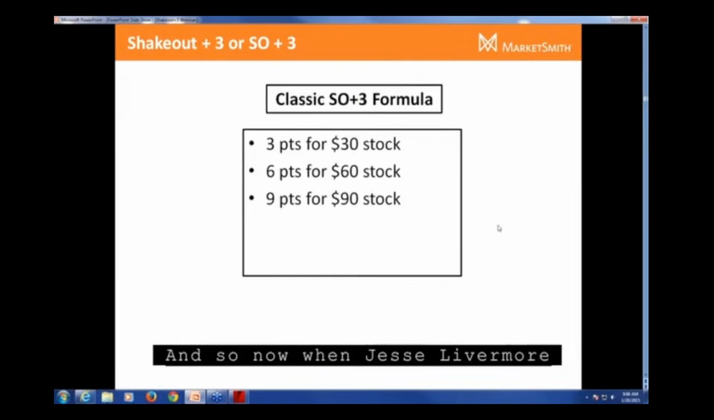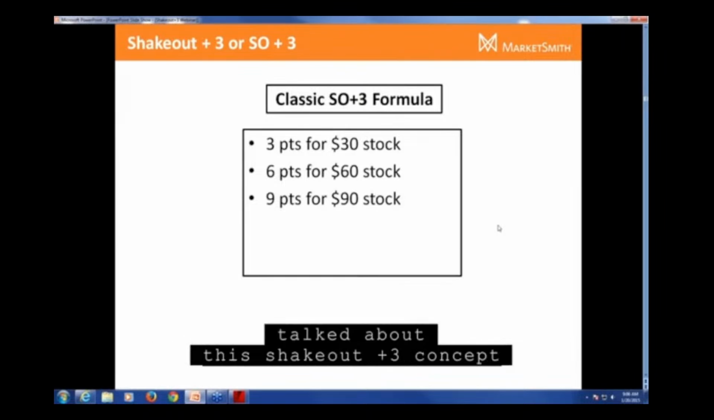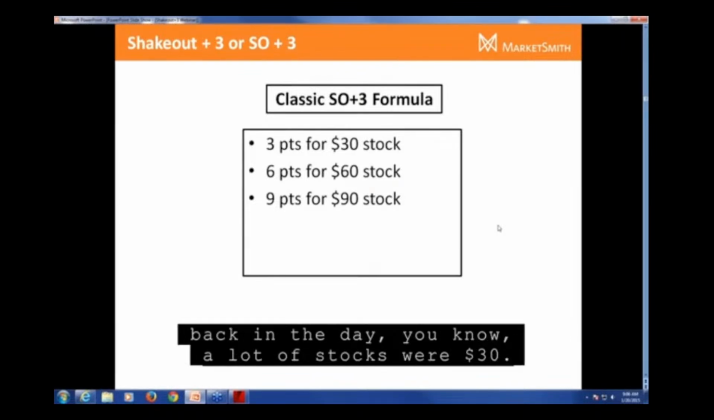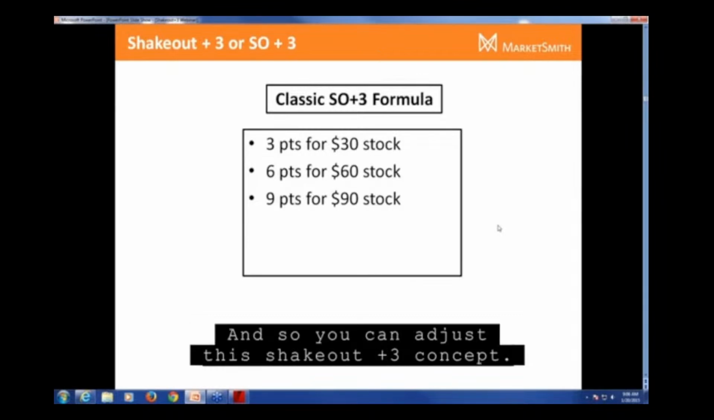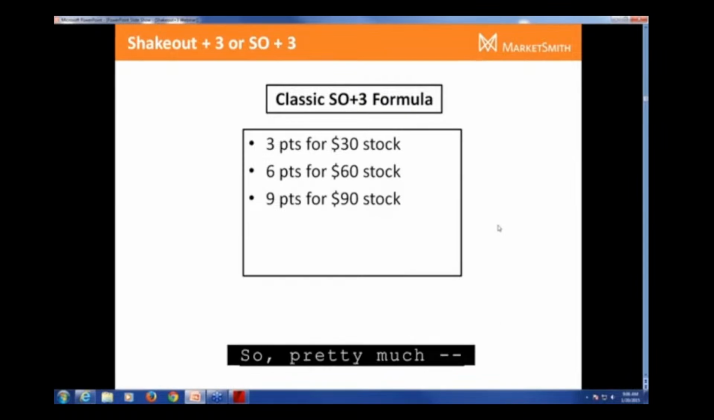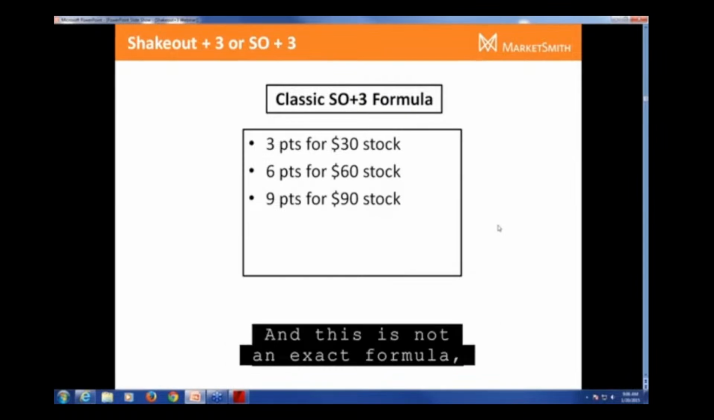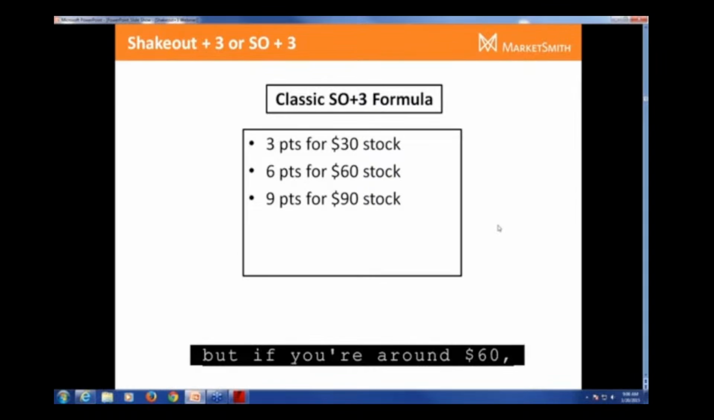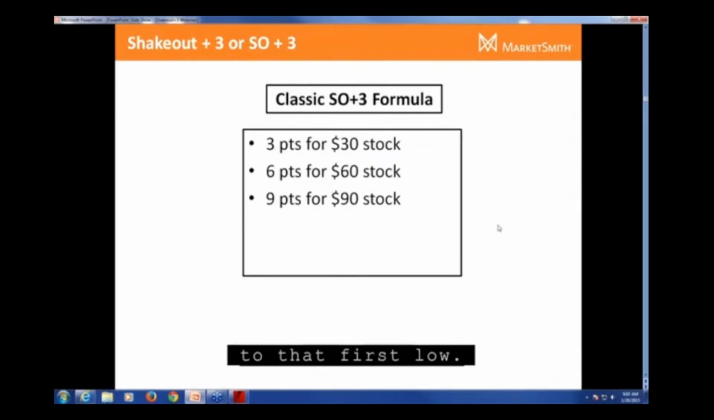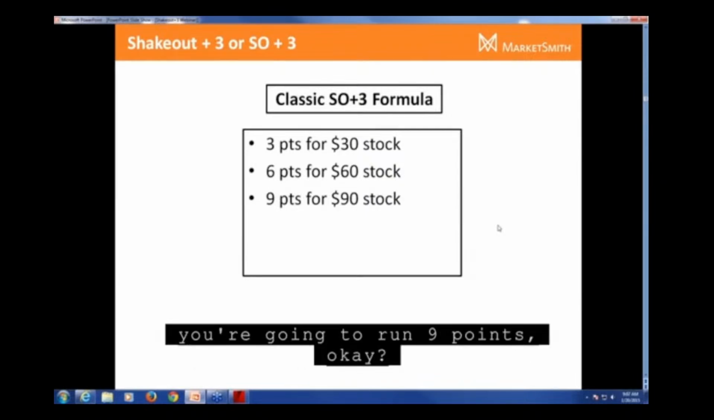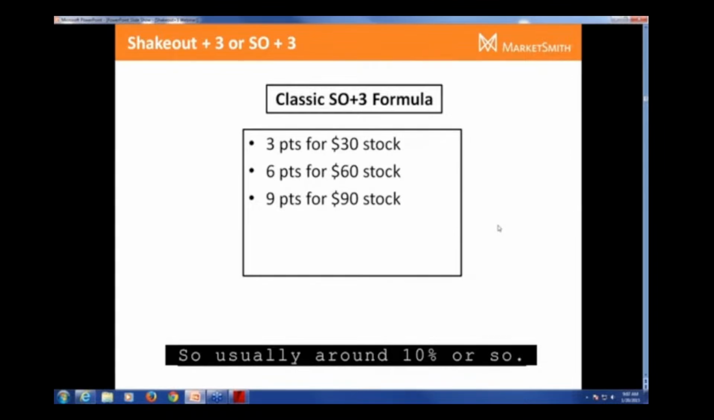And so now when Jesse Livermore talked about this Shakeout Plus 3 concept back in the day, a lot of stocks were $30. Obviously, as we know now, there are way more stocks over $30, and so you can adjust this Shakeout Plus 3 concept. So pretty much, and this is not an exact formula, but if you're around $60, you're going to probably want to add 6 points to that first low. If you're dealing with a $90 stock, around 9 points. Okay, so it's usually around 10% or so.